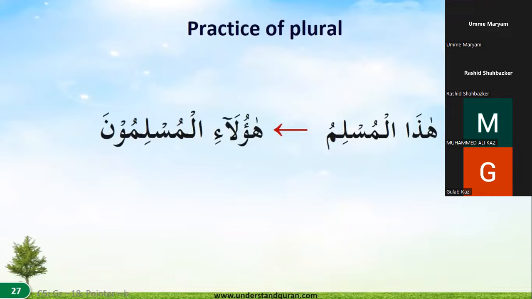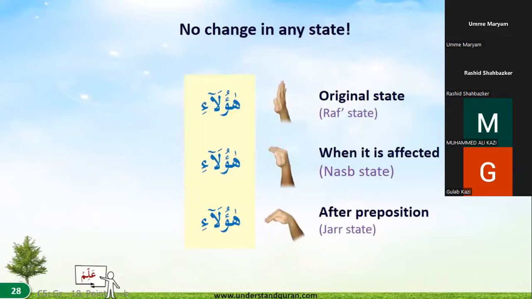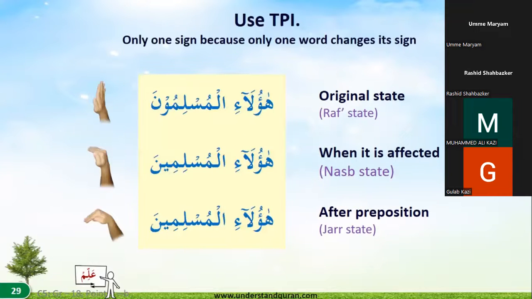So we will practice the plurals now. Hazal muslimu will become haula il muslimuna. So the plural will be waw noon in the rafa state. Haulai will not change its i'rab in any of the states. It will be the noun after haulai which will be changing. So haulai in the rafa state is the same, in the nasab state is the same, and in the jar state is the same. Haula il muslimuna is the rafa state, haula il muslimina is the nasab state, and haula il muslimina is the jar state also. The jar state will be followed only after a preposition, otherwise if there is no preposition, it is the nasab state.